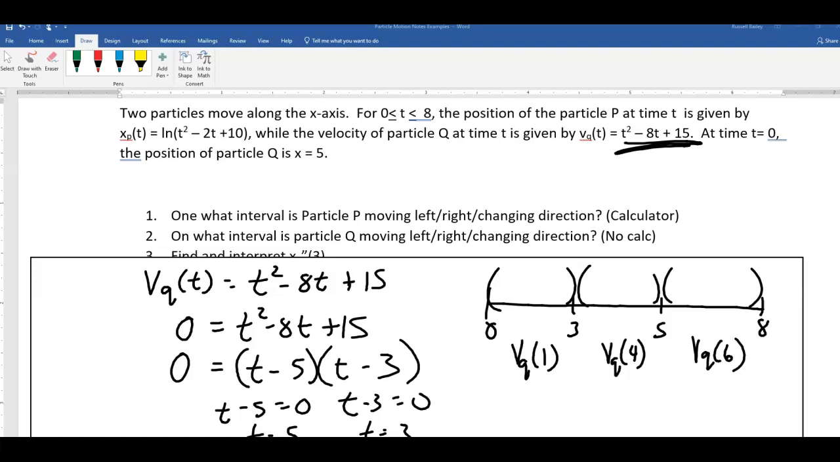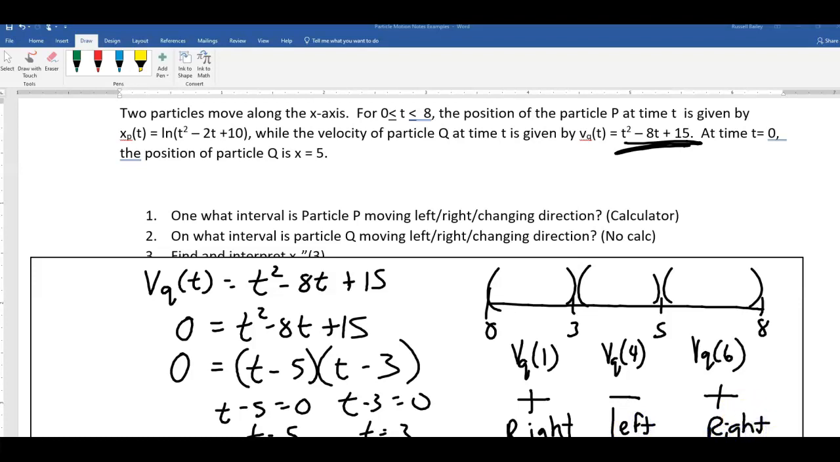If I were to plug in 1, I would end up with a positive number as an outcome. If I were to plug in 4, I would get a negative, and if I were to plug in 6, I would get a positive. And so what that means is that on the interval from 0 to 3, the particle is moving to the right, and on the interval from 3 to 5, we're moving left, and then right for the last interval there.